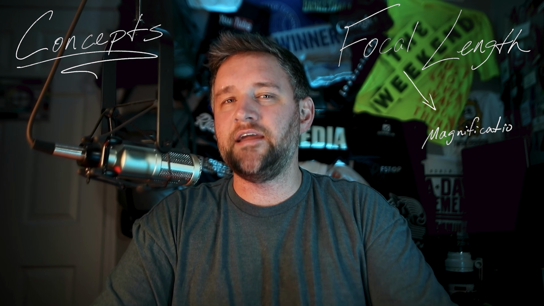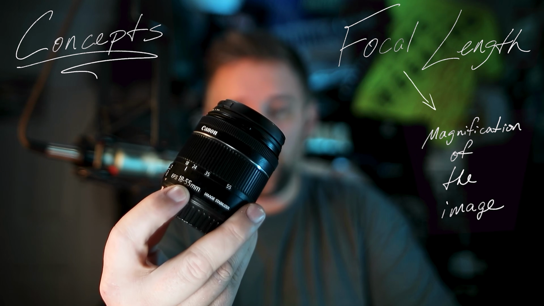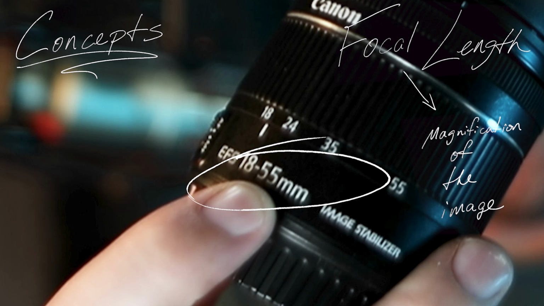Okay, now let's jump into some concepts that you need to know. The first concept we're going to go over is focal length. Focal length is essentially the magnification of the image, and it is represented in millimeters, right? So an easy way to grasp this is to try and think of this idea of focal length in millimeters in relation to the human eye. The human eye essentially sees at 50 millimeters.